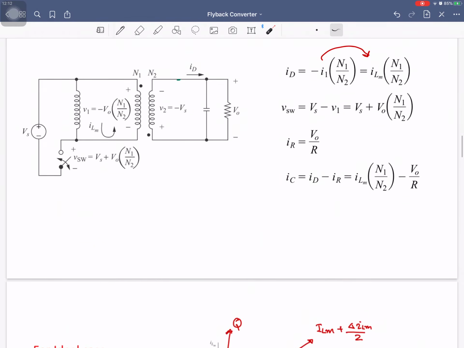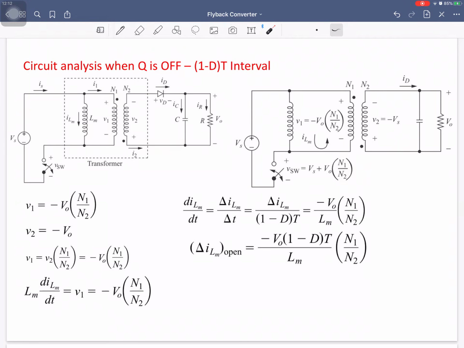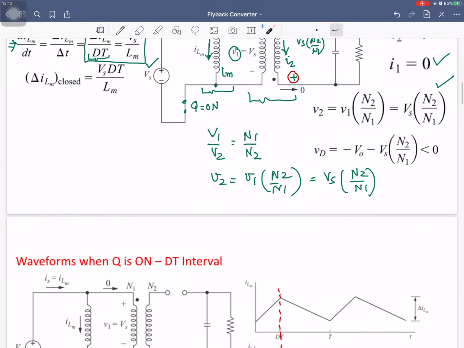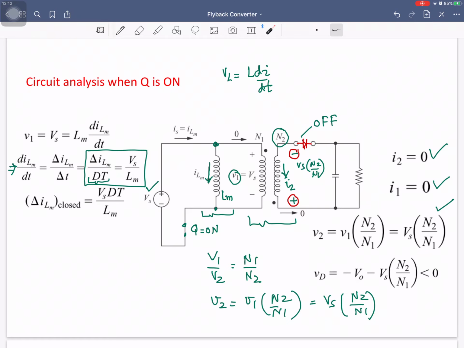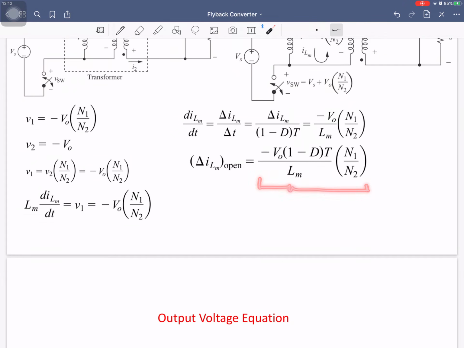If I go back, I can show you over here, delta IL by dt. Either you can use this expression or you can use this expression. For the closed state of the switch, Vs dt by Lm, and for the open state of the switch, you have this expression. Both should be the same for stable operation, so you can use any of these.